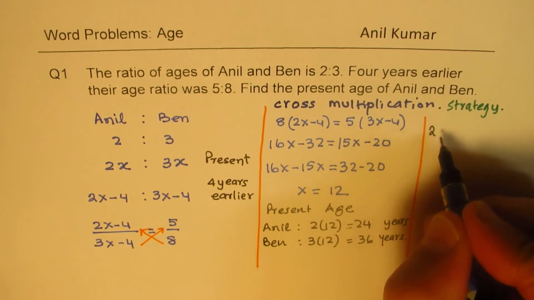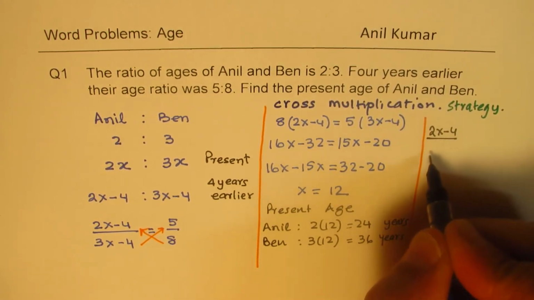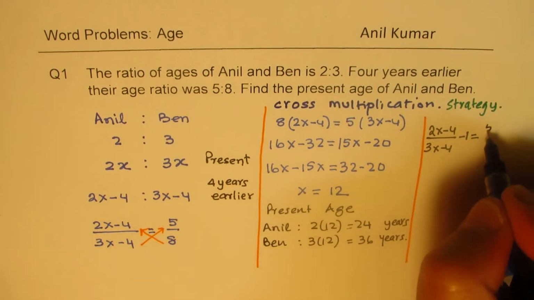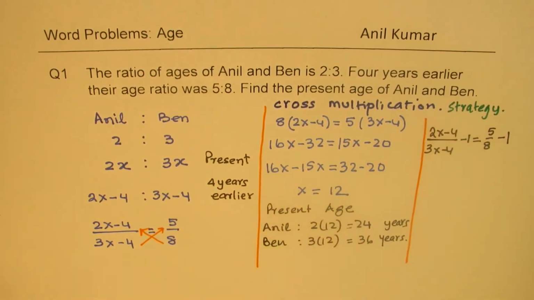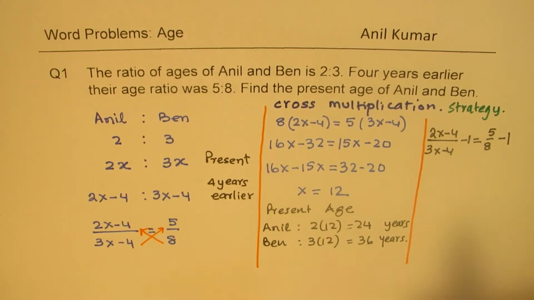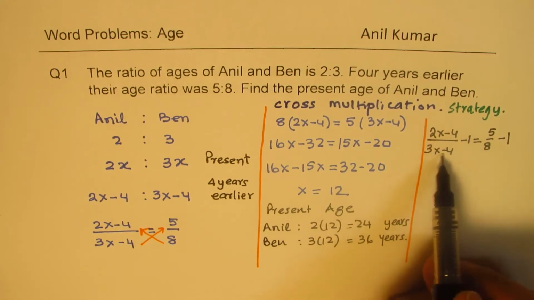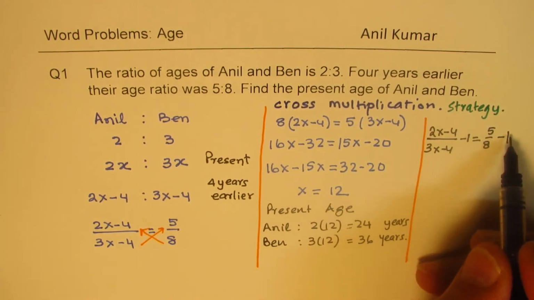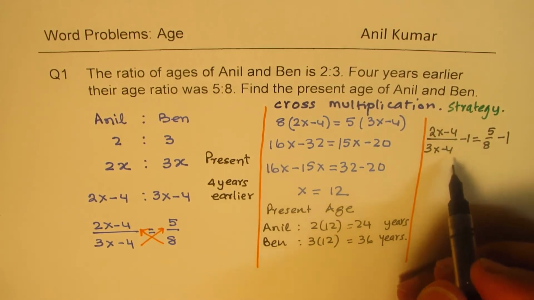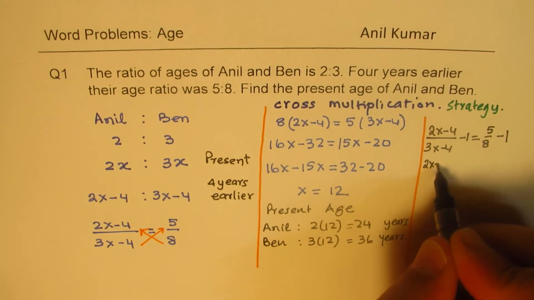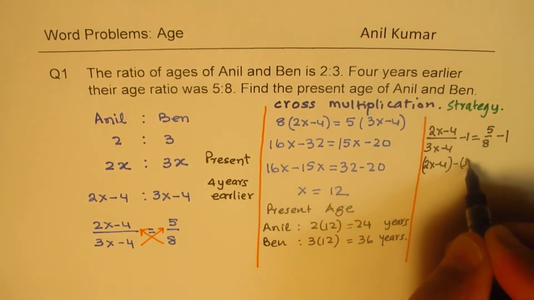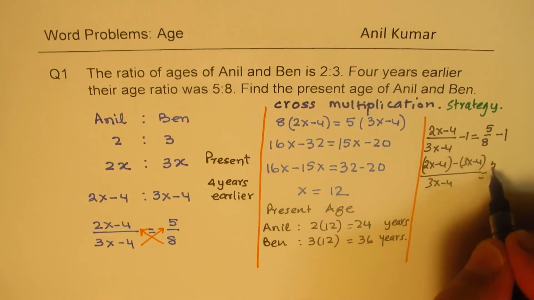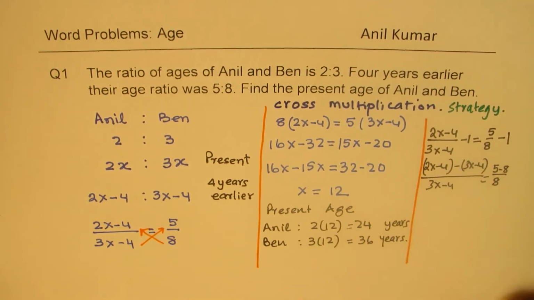See what happens. So we have here 2x minus 4 over 3x minus 4. If I subtract 1 from this, similarly 5 over 8, and if I subtract 1 from that also, then what do you get? Well, 2x minus 4 minus 3x minus 4 we get here, right? Divided by 3x minus 4. And on this side, we get 5 minus 8, right? There's less space here, so I'll do kind of a shortcut here. So when you do this, 2x minus 4 minus 3x minus 4 divided by 3x minus 4, that becomes the denominator. Here you get 5 minus 8 divided by 8, correct? So that's what you get.